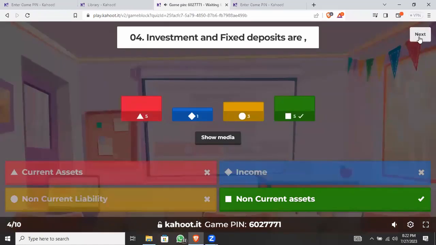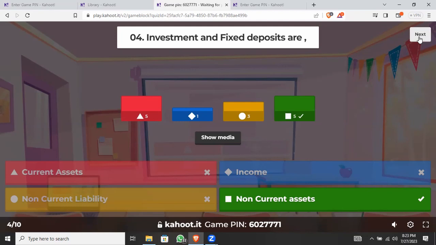This time I got only 5 correct answers. The answer should be non-current assets. I asked under which type of account investment and fixed deposit come. Investment means, as an example, if we purchase shares from another company, we consider it as an investment. If you invest money in a deposit, we call it a fixed deposit. So both come under non-current assets.